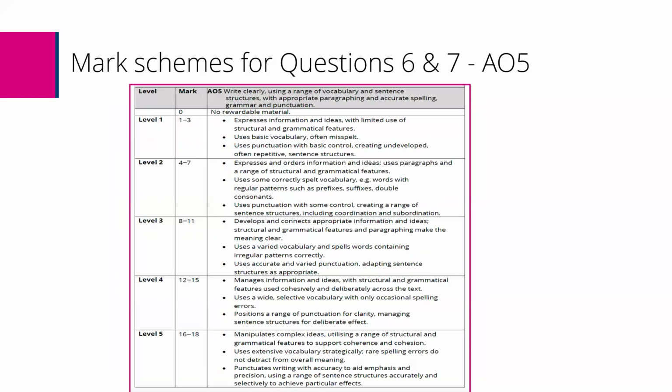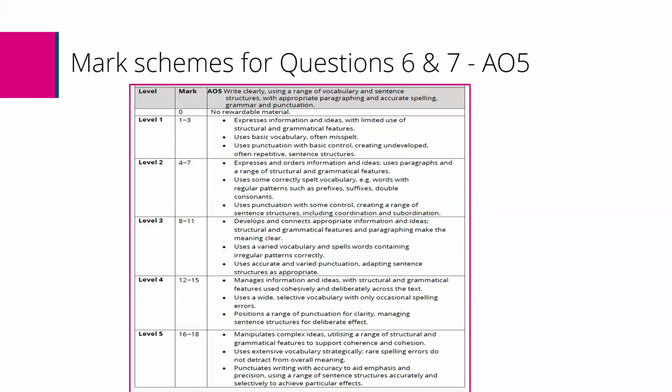And then we've got our AO5, which is about writing clearly: the range of vocabulary, the sentence structures, the paragraphing, the spelling, the grammar, the punctuation. So it's a lot more than just spelling, punctuation, and grammar here. You know, there are lots of other things that we're looking for as examiners. So again, we've got 3 bullet points in each level. The first is about the ideas and the information, structural and grammatical features. The second is about vocabulary, and the third is about punctuation.